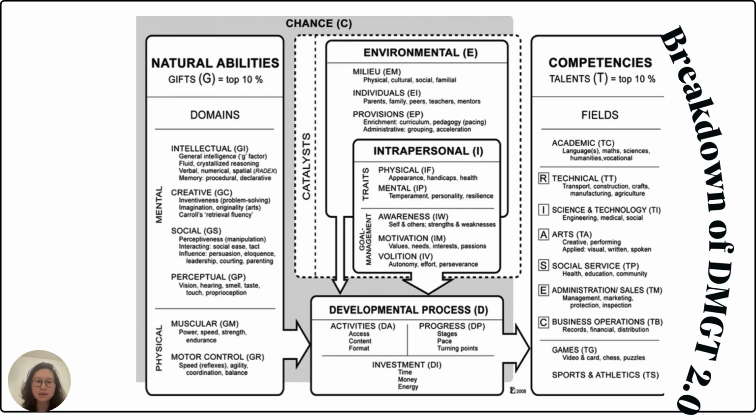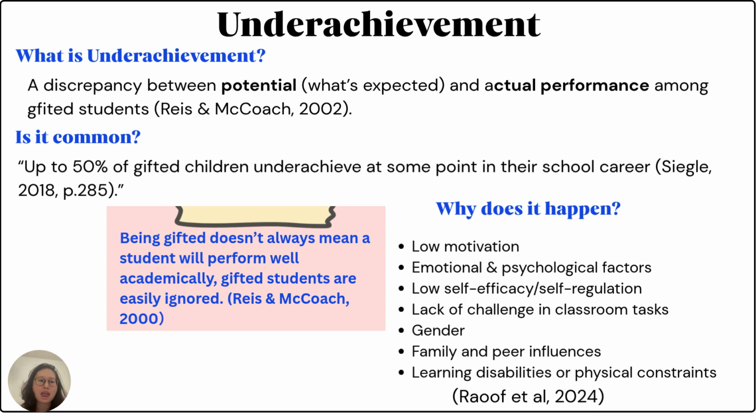This means that high potential does not automatically lead to high achievement. As research has shown, the discrepancy between expected and actual performance, underachievement, is quite common among gifted students. This means students may be gifted but not yet talented. This may be due to factors such as low motivation, lack of challenge, family or peer pressure, or physical limitations, leading to incomplete work or procrastination.